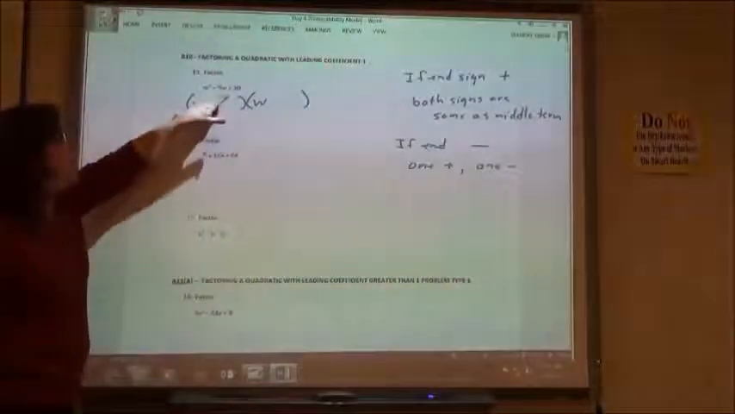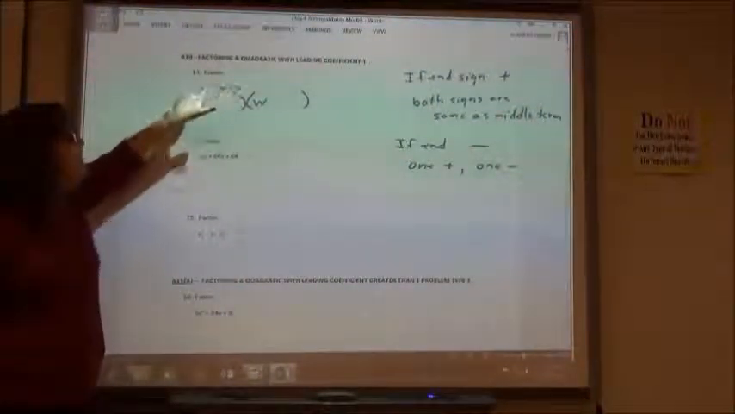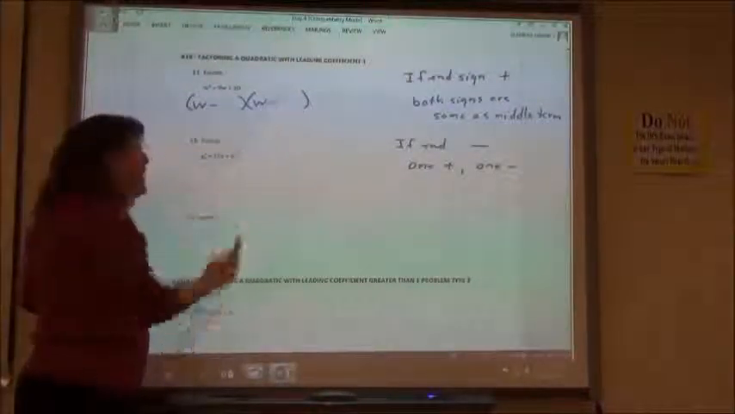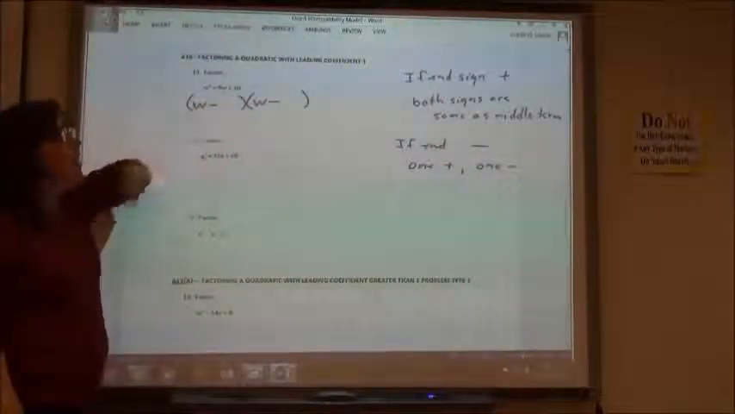So in this case, my end sign is positive. I have both signs going to be the same as the middle, so they're both going to be a negative. A negative times a negative gives me a positive on the end. And a negative plus a negative gives me that negative in the middle. Then what I want to do is factor my end number.